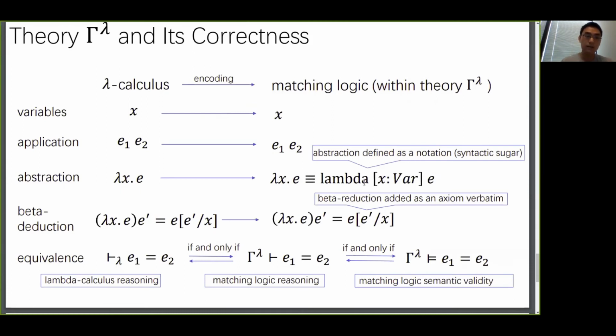In lambda calculus, formal reasoning means equational reasoning plus the beta reduction rule. To capture that, we add beta reduction as an axiom schema to the theory gamma lambda. Then we can prove that gamma lambda indeed captures lambda calculus faithfully, in the sense that lambda calculus reasoning is equivalent to the matching logic formal reasoning within the theory gamma lambda, and is also equivalent to the semantic validity within the theory gamma lambda.